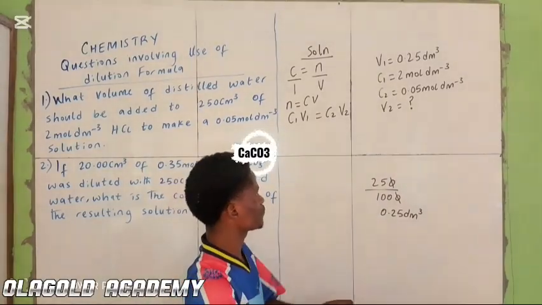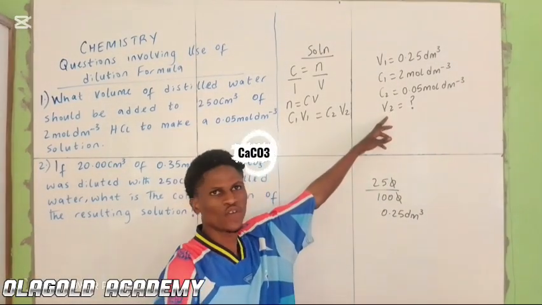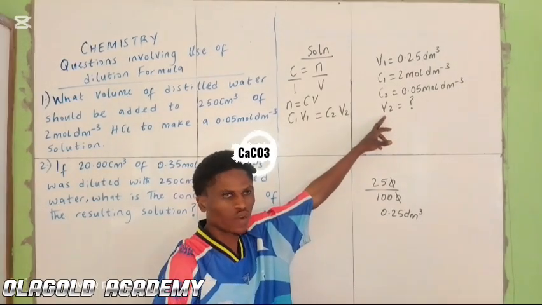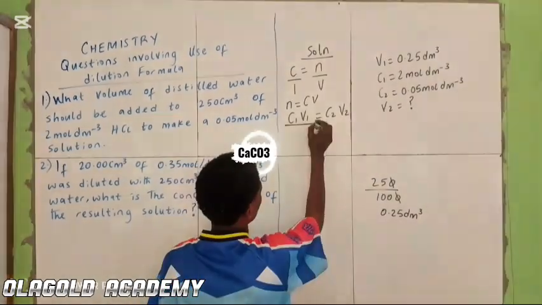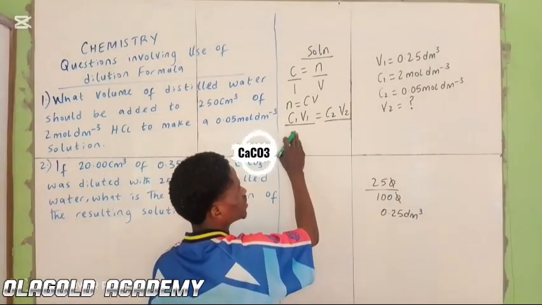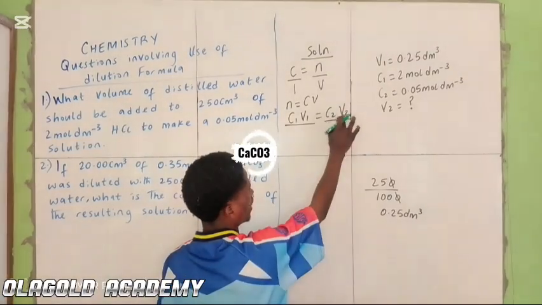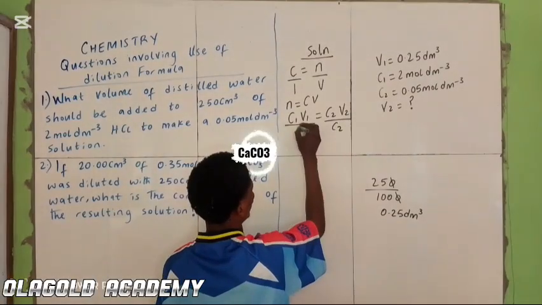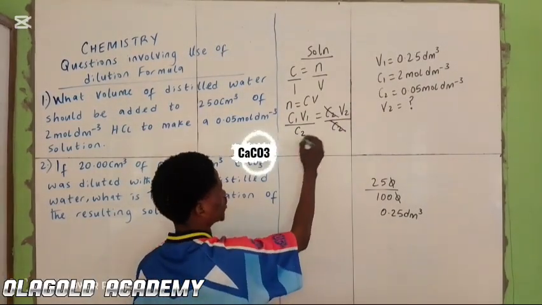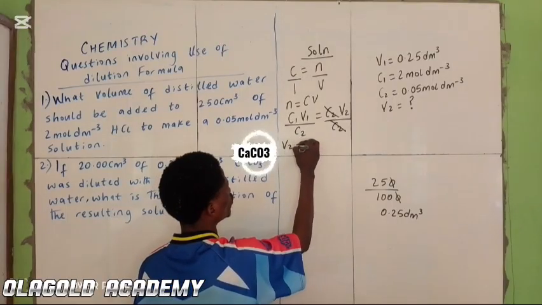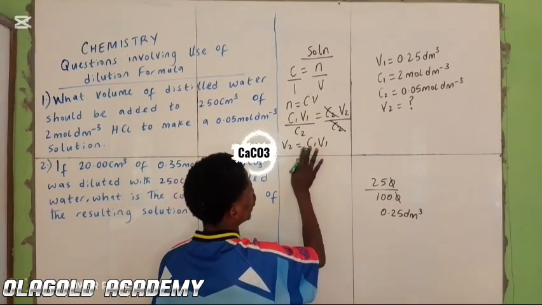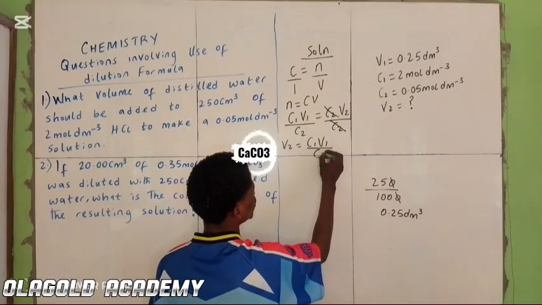Now, from here, since we are looking for V2, what do we do? We make V2 the subject of the formula. So we divide both sides by C2 to make V2 stand alone. So we have over C2, over C2. C2 cancels C2. So this implies that we are going to have V2 equal to C1 V1 all over C2.